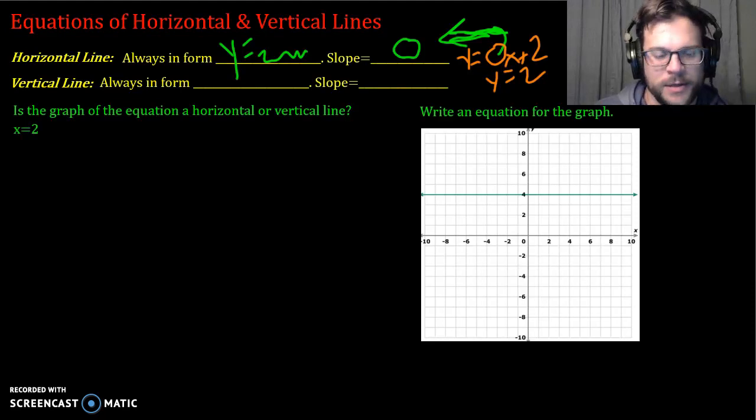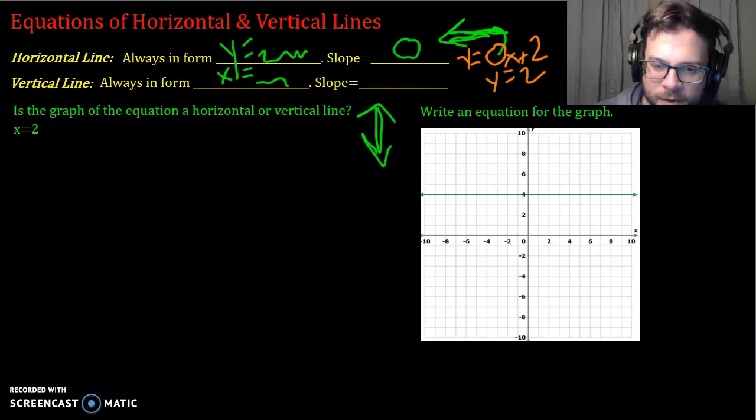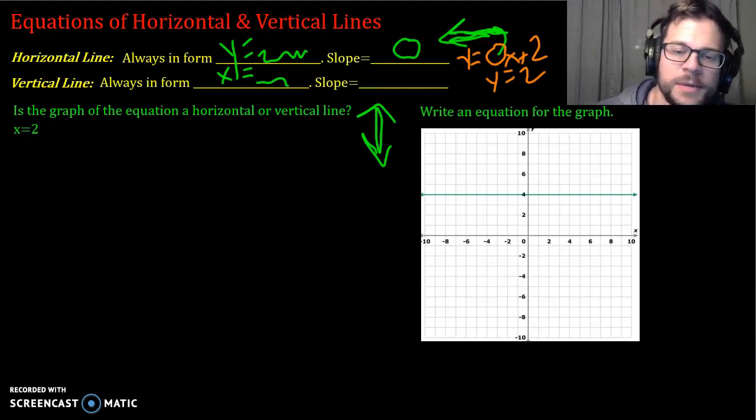The vertical lines are the complete opposite. It's always in the form of x equals some number, because the vertical up and down line is always going to have the exact same x value wherever it's crossing, and the y's are the ones that are changing. And its slope, instead of being 0, is actually infinity.